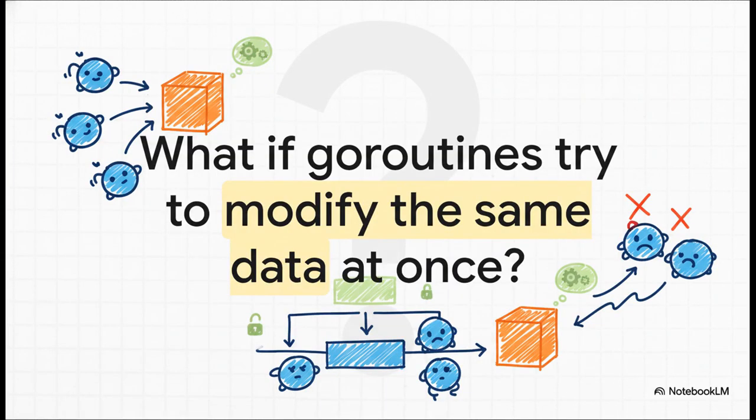Okay, now for a classic, and I mean a really dangerous problem in the world of concurrency. Let's imagine you have a shared counter, and a bunch of Go routines are all trying to add one to it at the same time. The code looks simple enough. X equals X plus 1. What could possibly go wrong?